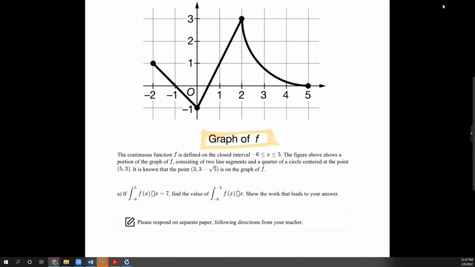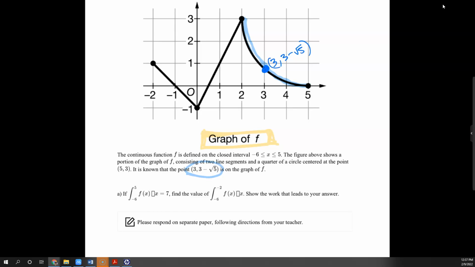So that's interesting. Okay. The continuous function f is defined on the closed interval from -6 to 5. The figure above shows part of the graph. Oh, they're not showing me the whole thing. The graph consists of 2 line segments and a quarter circle. That's fun. All right, quarter circle. It is known that the point (3, 3 minus square root 5) is on the graph. Fabulous. That is the point 3, 3 minus root 5.